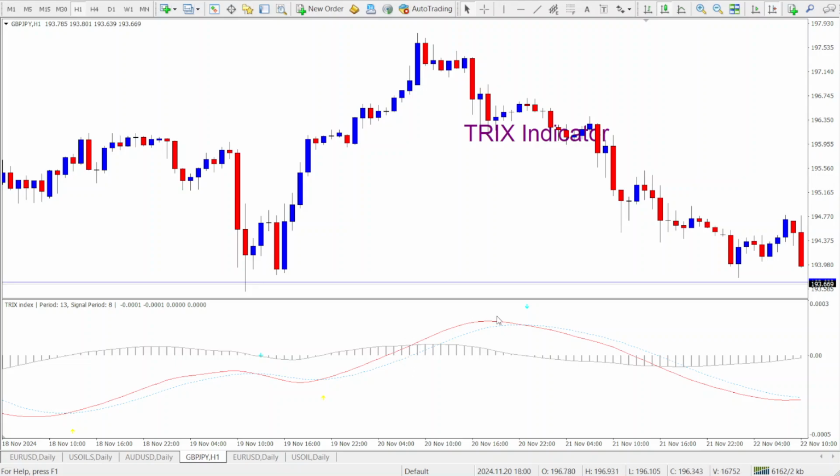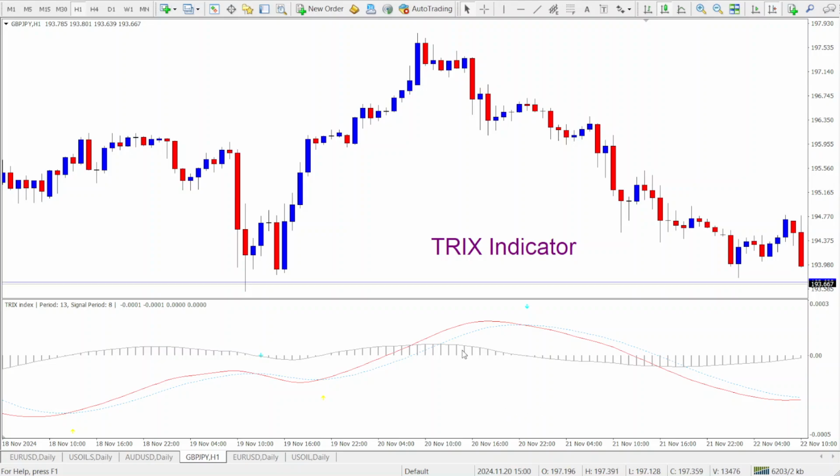The arrows, the signal arrows, give you precise buy and sell signals. When you have the yellow arrow form, it's a buy signal. When you have the blue arrow form, it's a sell signal. Very straightforward.